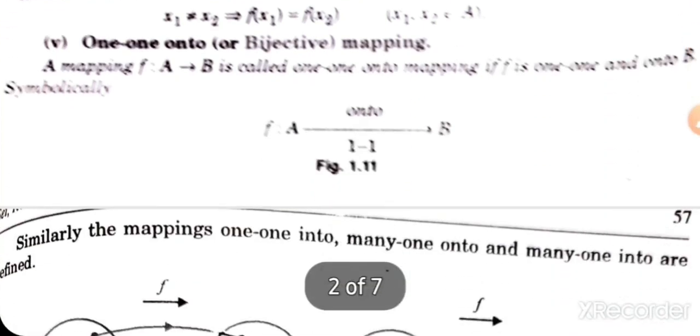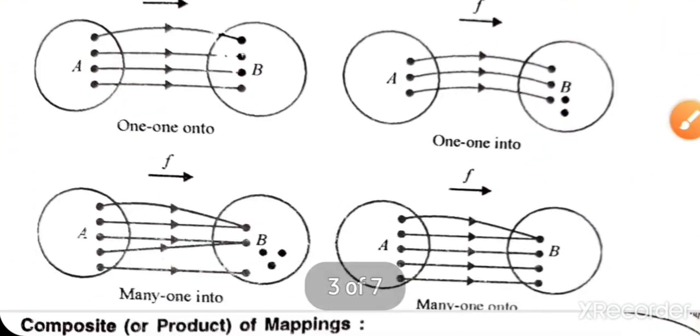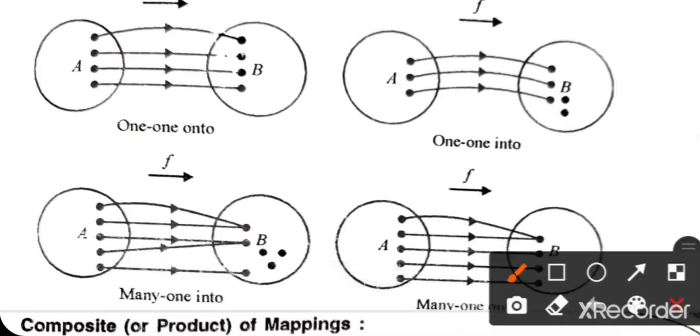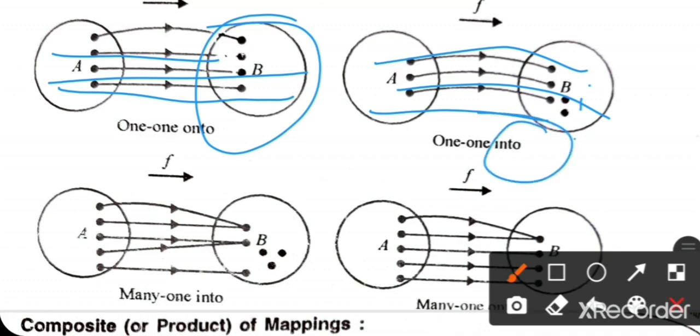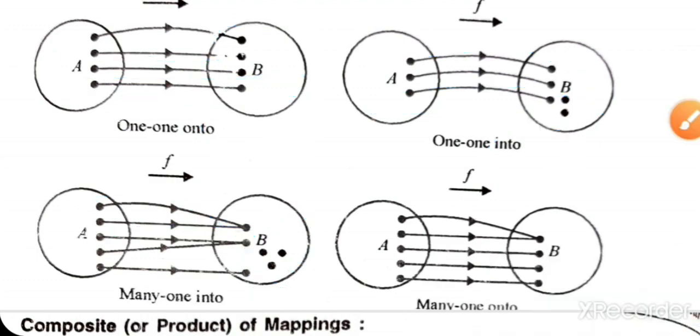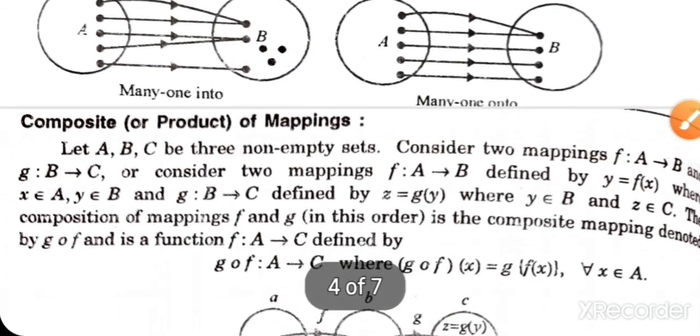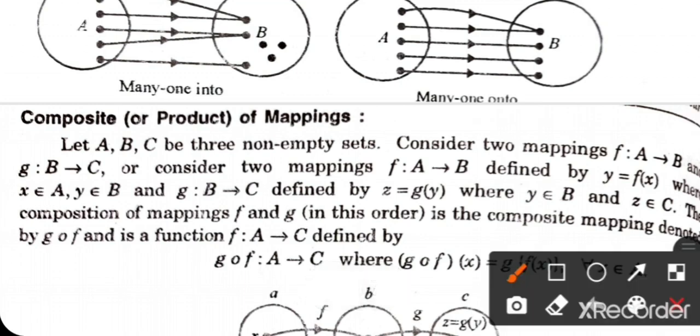Okay, 1-1 onto. If a mapping is 1-1 and onto both, it is called bijective or 1-1 onto mapping. This is the symbolic or pictorial form. 1-1: one element is associated with one element, and onto means all elements of set B are covered. 1-1 into: if one element is associated with one element and some elements are left, that is called into, 1-1 into. Many-one: two or more than two elements are connected with one element, that is many-one and into, because some elements are left. If all elements are covered, that is called many-one onto.